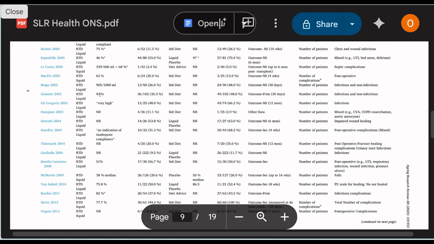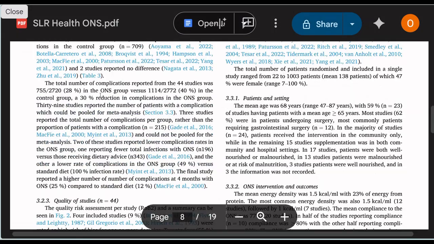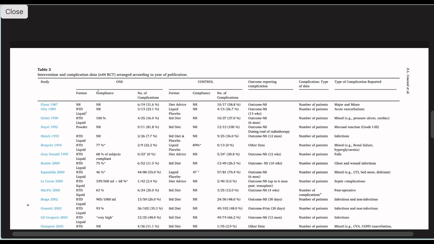So this study now, for example, I think about 44 studies are included in this study, and right there they began to answer a question or to ask a question. They have the control group and they have the other group that use the ONS, the oral nutritional supplements.